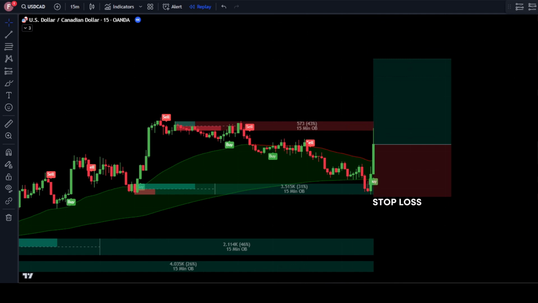Place a stop loss below the bullish volumetric order block area. Use a target take profit with a risk and reward ratio of 1 to 1.5.